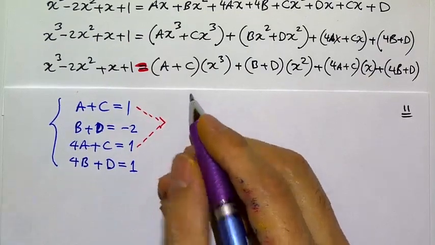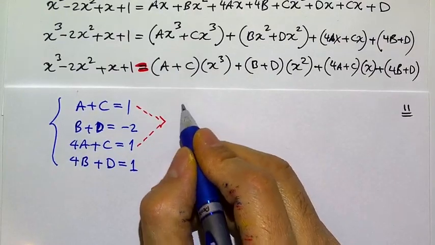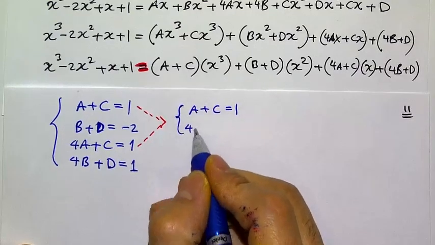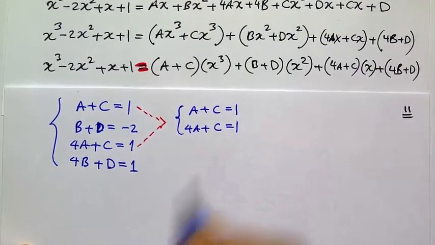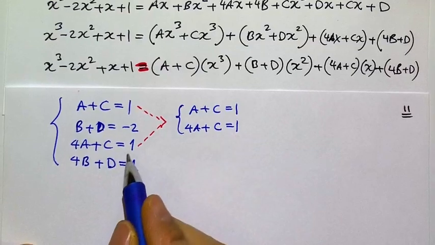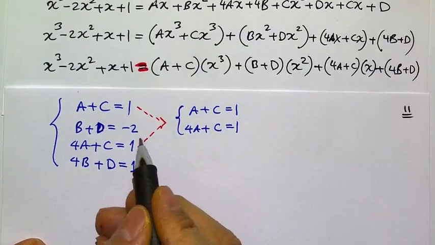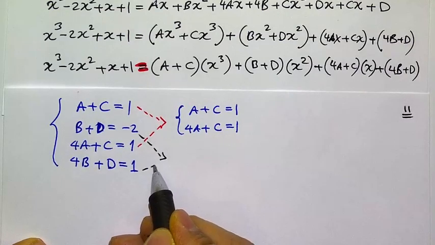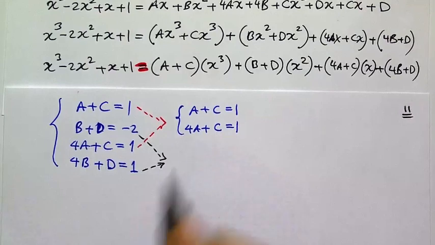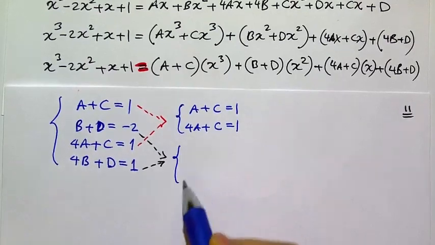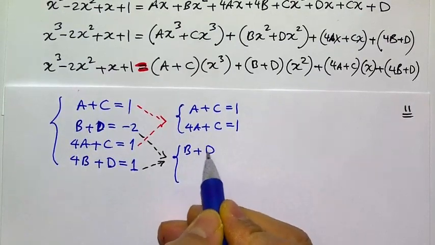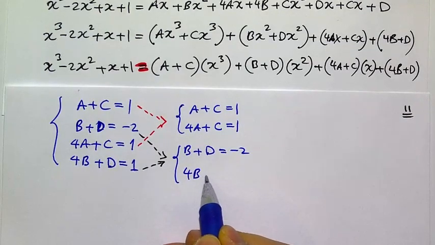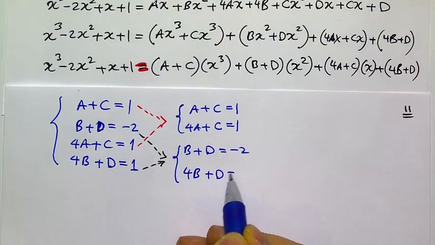So let's pair them together. We get a plus c equals 1, and 4a plus c equals 1, right? How about the other two? The other two are b plus d equals that one and this one. They both have b and d in them, so we're going to pair them up. We have b plus d equals negative 2, and 4b plus d equals 1.